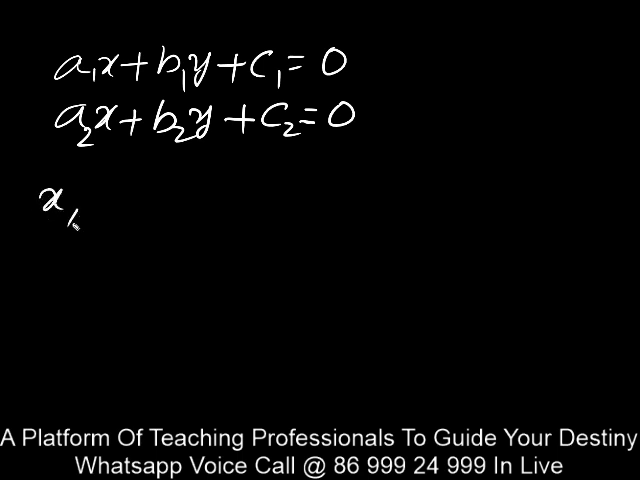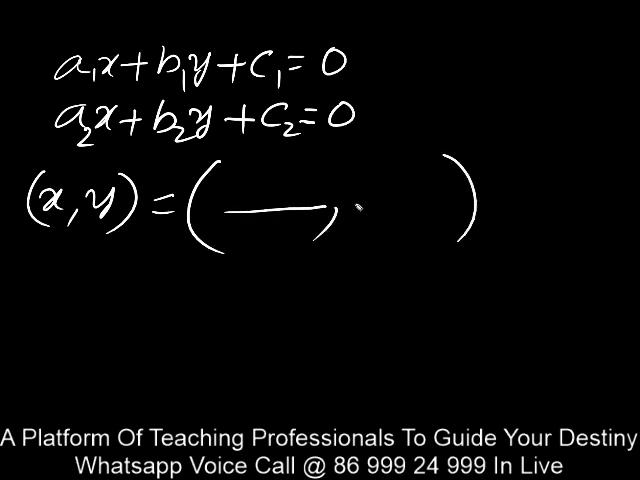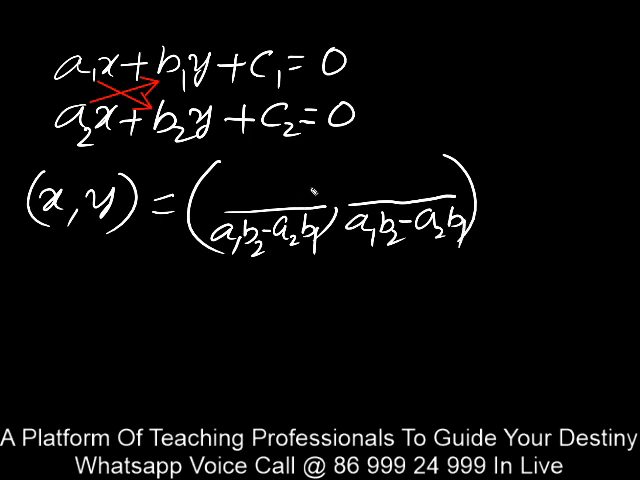Very simple. For x comma y, the denominators are the same. Fill the denominators first, and to get the denominator, cross multiply by closing the constant. Cross multiply this: a1 b2 minus a2 b1. So the denominator is to be filled with a1 b2 minus a2 b1.